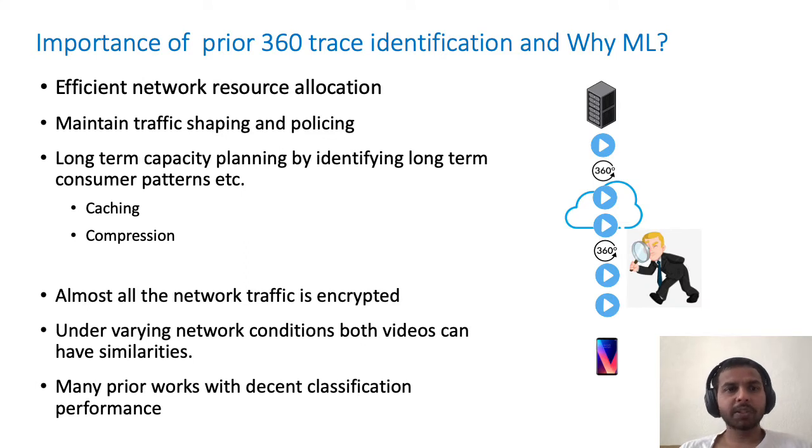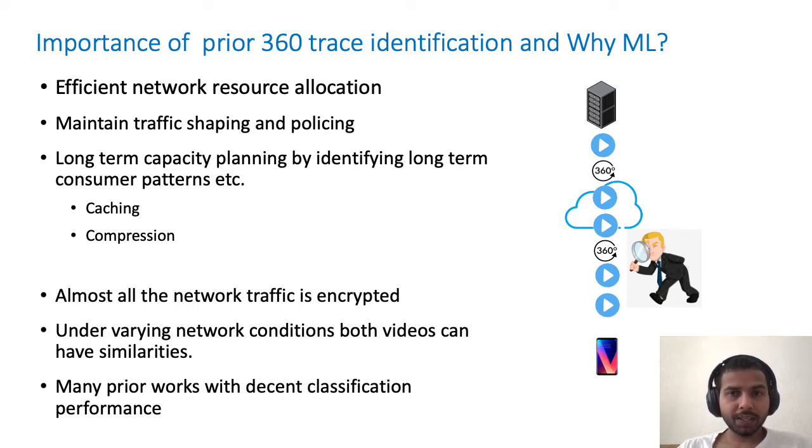So what is the importance of a prior identification of 360-degree video traces, and why do we need machine learning? Having identified 360-degree video traces at the beginning, we can manage and allocate resources efficiently for 360-degree video flows, enhancing the quality of experience. We can also maintain traffic shaping and policing. And with long-term analysis, we can have proper long-term capacity planning. For example, we can come up with efficient caching and compression strategies.